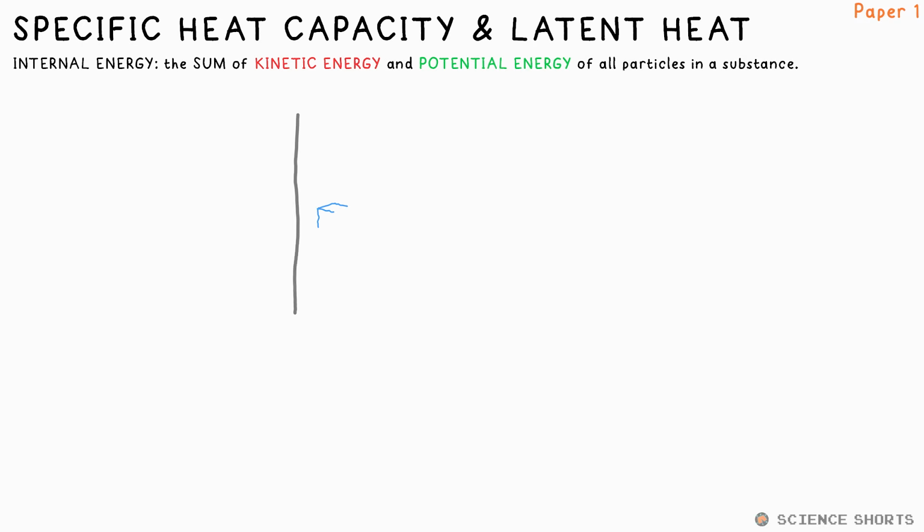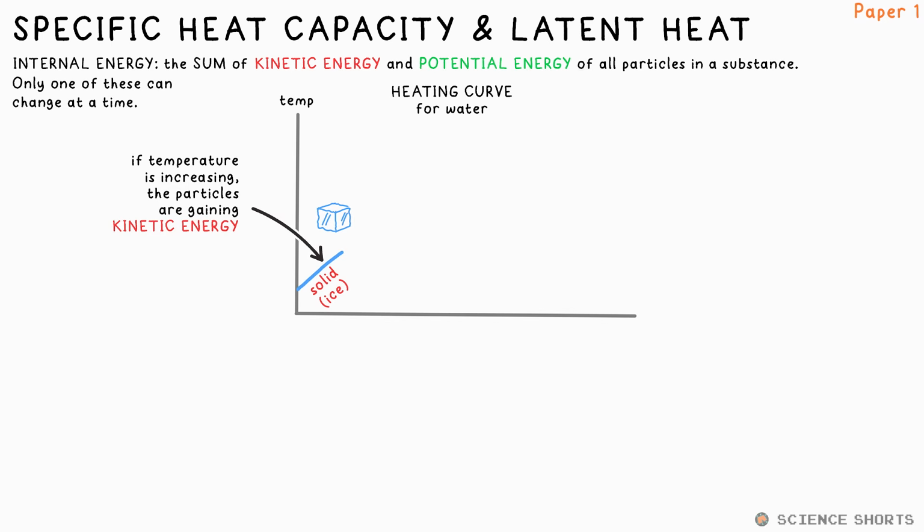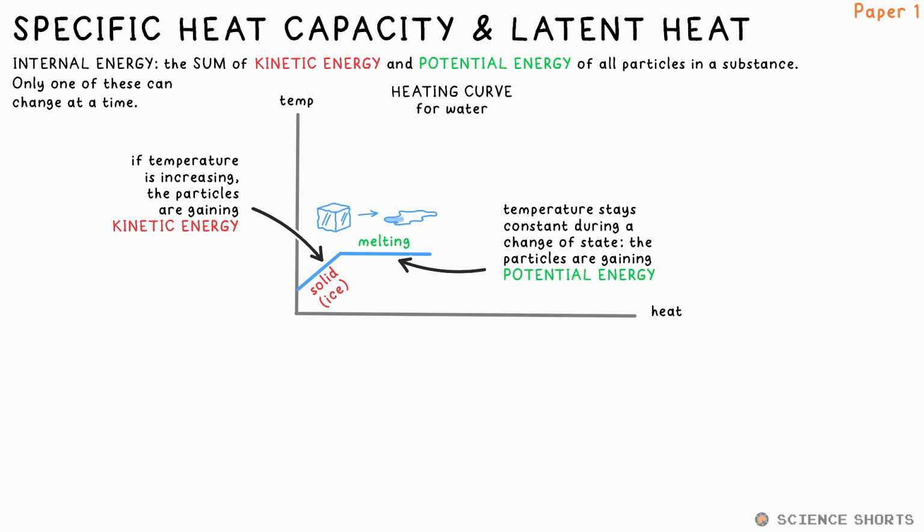If you have a block of ice and supply heat to it, its temperature will increase. The particles vibrate faster, which means they're gaining kinetic energy. However, once it reaches the melting point of 0 degrees C, its temperature will remain constant until it's all melted. Only then will its temperature start increasing again. The same thing happens when it reaches 100 degrees and it turns into a gas. But why the constant temperature?